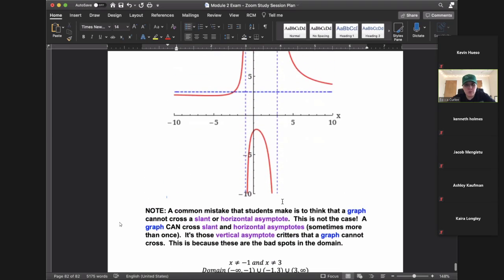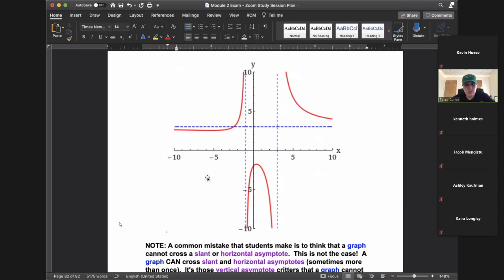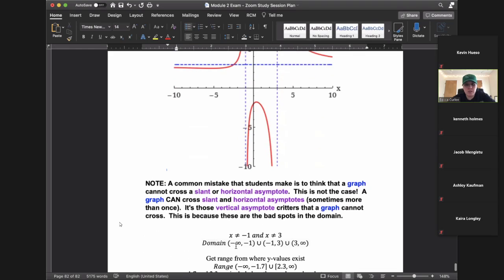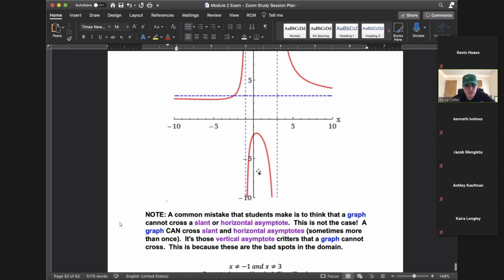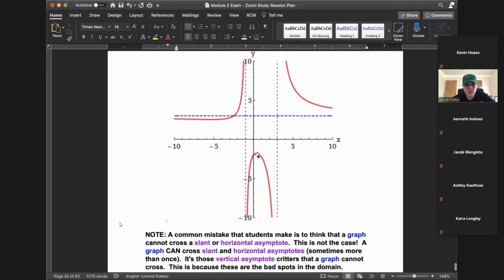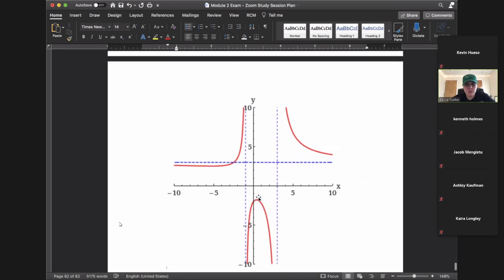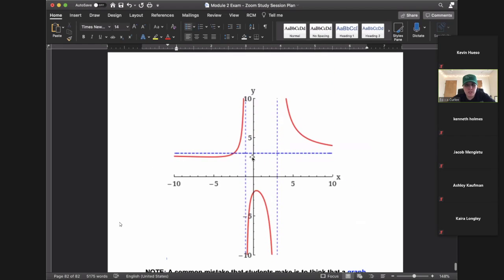But the domain is pretty easy because you can see it's got the vertical asymptotes here. So we've got x can equal -1 and x can equal 3. So it's just going to be negative infinity to -1, union -1 to 3, union 3 to infinity. For the range, it's going to go from negative infinity all the way up to about -1.7, and that's going to be a bracket because it's included there. And then union, all the way up from 2.3 to infinity. So this is about 2.3, it exists at 2.3, so we're going to have a bracket there and it goes all the way up to infinity.